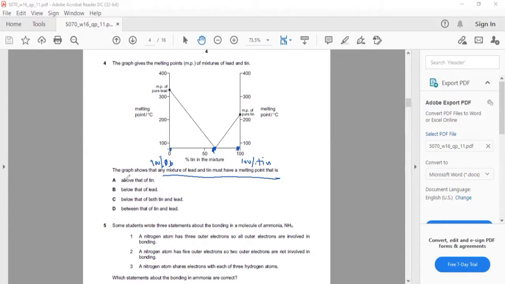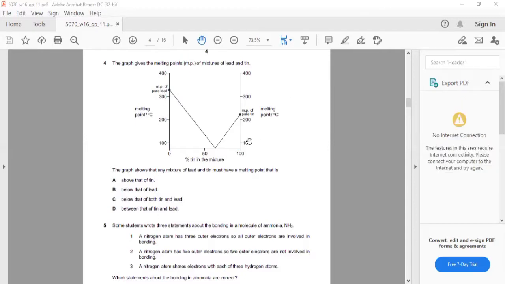Which one is correct? Let's see one by one. Above the melting point of tin is wrong. Why? Because this mixture has a melting point below the melting point of tin. So A is wrong. B, below the melting point of lead: this is lead, and this is higher than any mixture's melting point. So B is the answer. Got it?